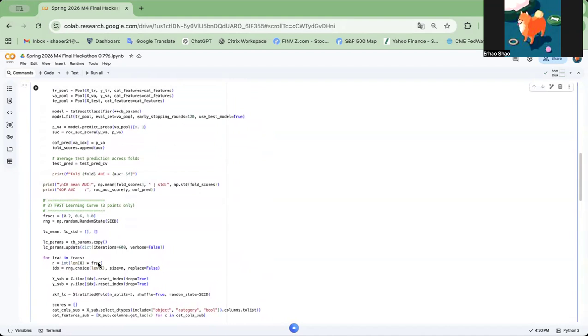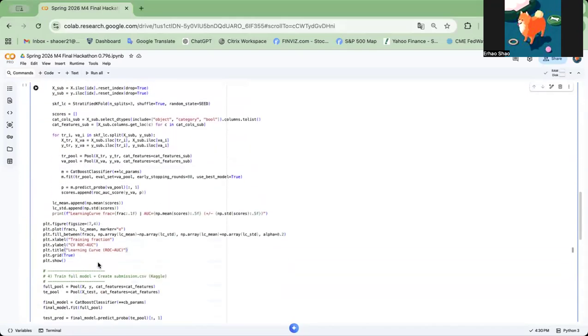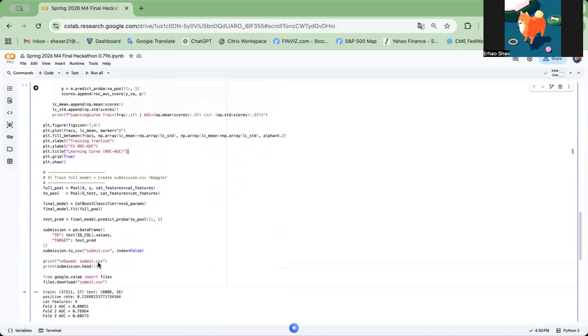So how do I assess and improve the model fit? I evaluate the model fit in three key ways. Out-of-fold AUC: during the cross-validation, I store out-of-fold predictions and compute the overall out-of-fold AUC. This provides an unbiased estimate of real-world performance. Then learning curve analysis to analyze the bias versus variance behavior.